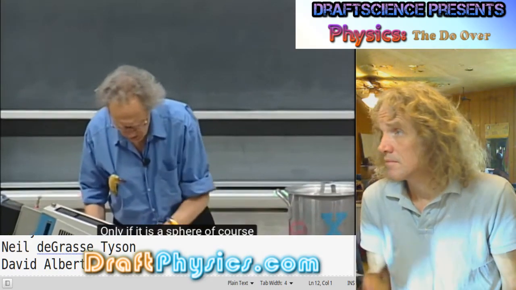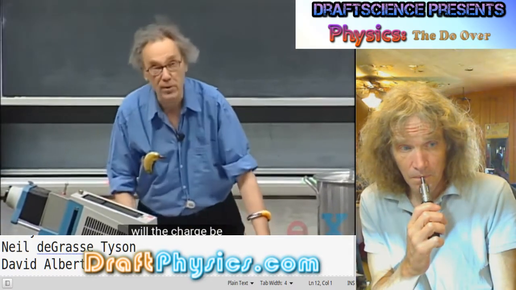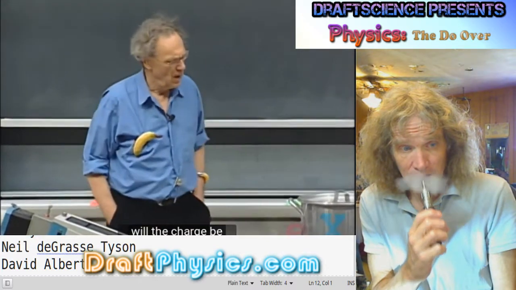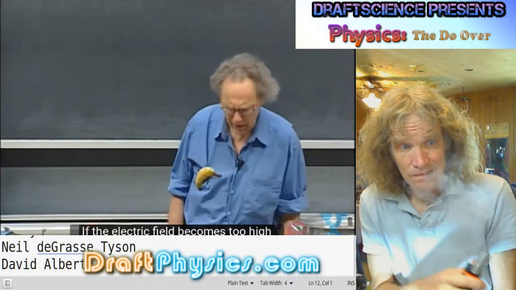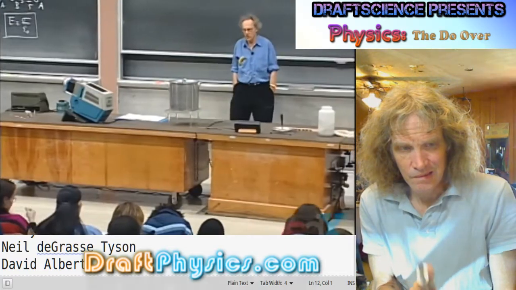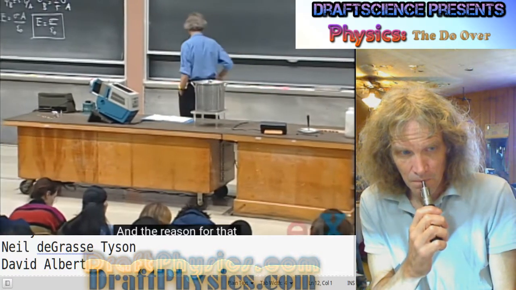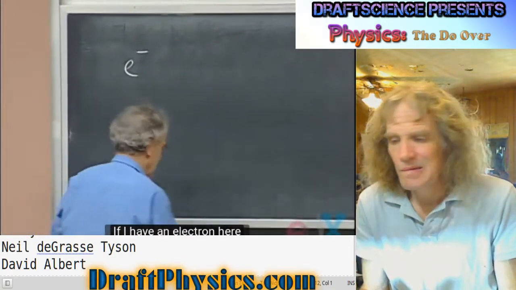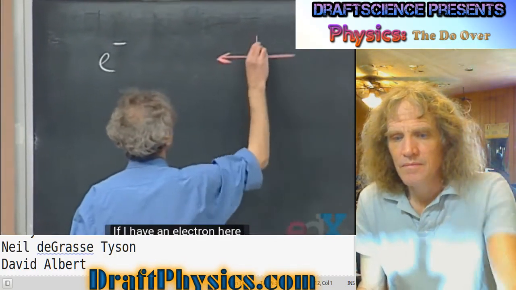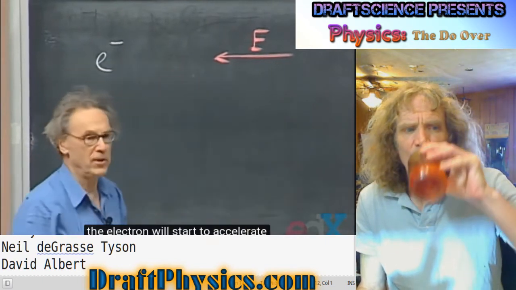Only if it is a sphere, of course, for spherical symmetry reasons, will the charge be uniformly distributed. If the electric field becomes too high, we get what we call electric breakdown. We get a discharge into the air, and the reason for that is actually quite simple. If I have an electron here, and this is an electric field, the electron will start to accelerate in this direction.